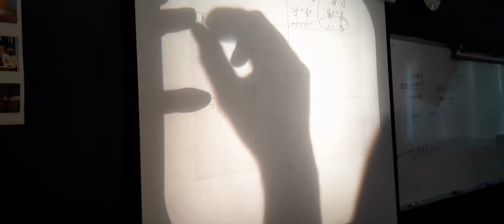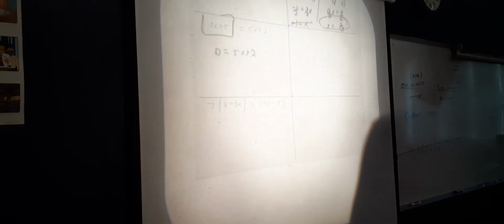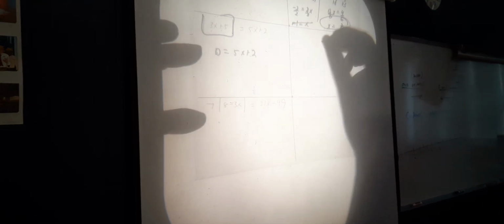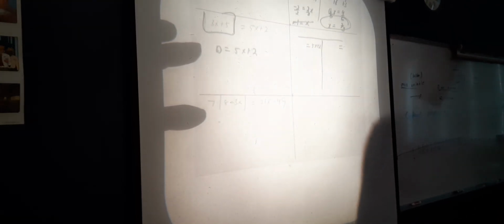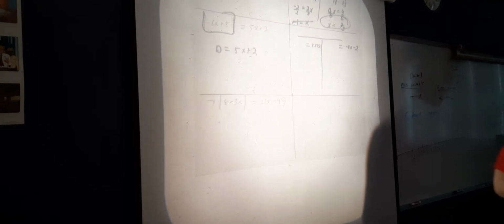Okay, next one. So d equals 5x plus 2. So again, I don't know whether d is equal to a positive or a negative, so all I can do at that point is just go to my table, and on one side we put 5x plus 2. On the other side, we make it negative 5x minus 2, okay?